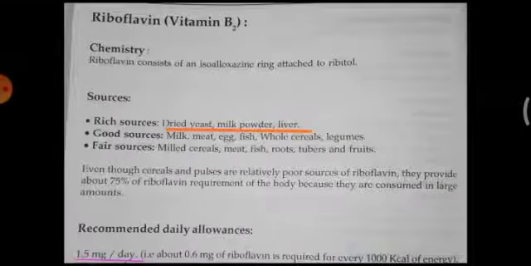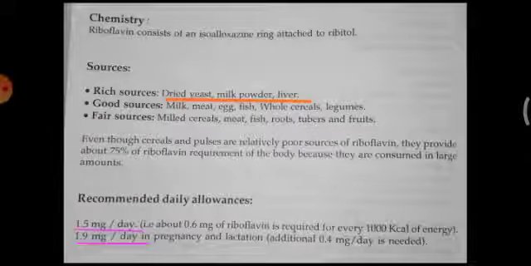The recommended dietary allowance is 1.5 mg per day. In people burning 1000 kilocalories of energy, 0.6 milligram of riboflavin is required. Keeping this in mind, 1.5 mg is recommended for 2500 to 3000 kilocalories of energy spent by a person, and 1.9 mg per day for pregnancy and lactation.